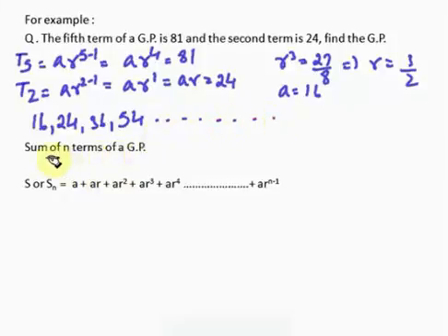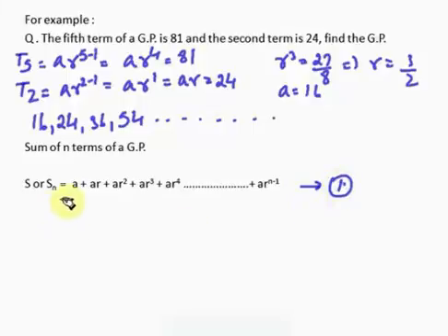Now we have to find the sum of n terms of a GP. We have a GP whose first term is A and the common ratio is R and the number of terms is n. So the nth term is AR raised to n minus 1. We denote the sum to n terms by Sn. Sn is equal to A plus AR plus AR square up to AR raised to n minus 1. Let's take this equation as the first equation.